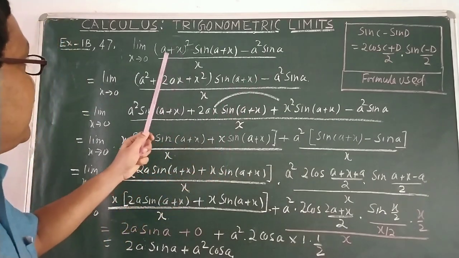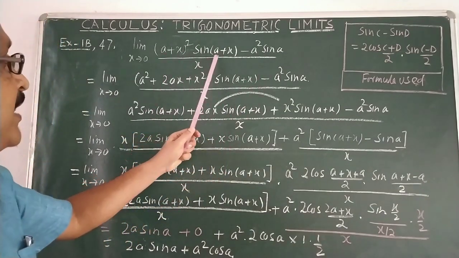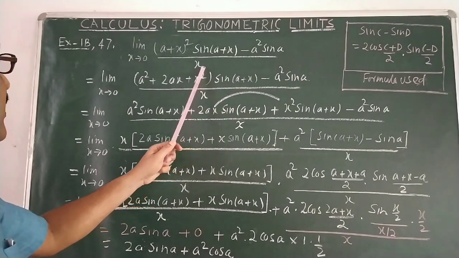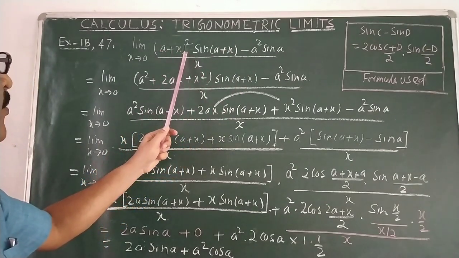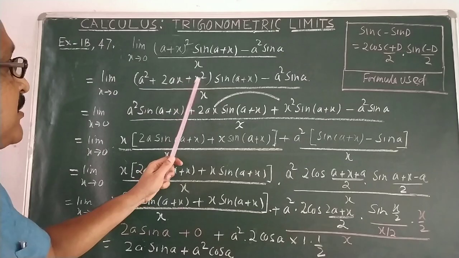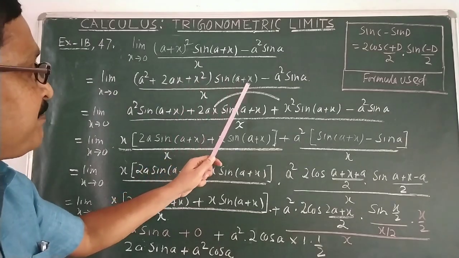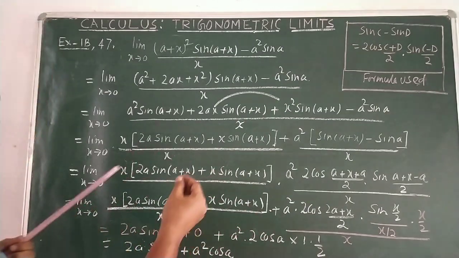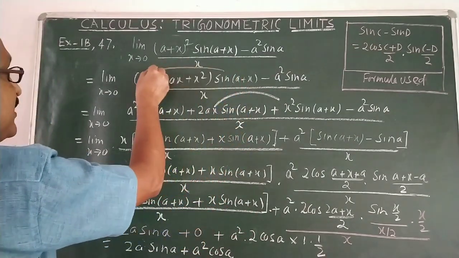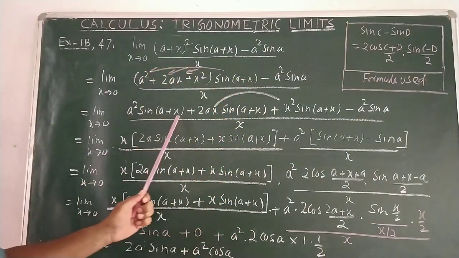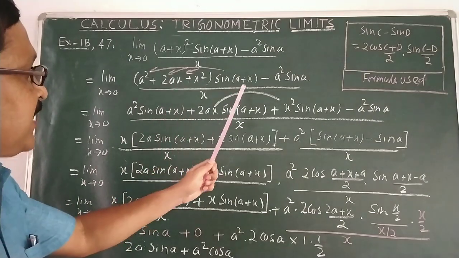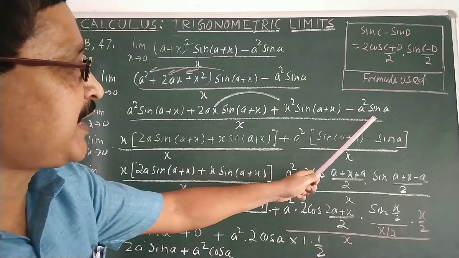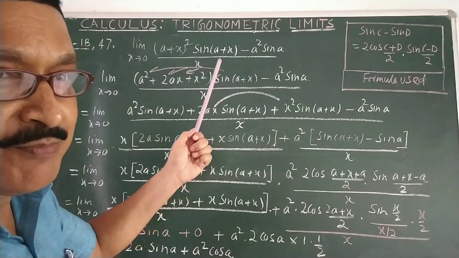Finally, limit of (a plus x) whole square sin(a plus x) minus a square sin a, divided by x. Now let us see. (a plus x) whole square is equal to a square plus 2ax plus x square, into sin(a plus x) minus a square sin a. Now multiply this. This is multiplied with this and this. So a square sin(a plus x) plus 2ax sin(a plus x) plus x square sin(a plus x) minus a square sin a. You know how to multiply from this.